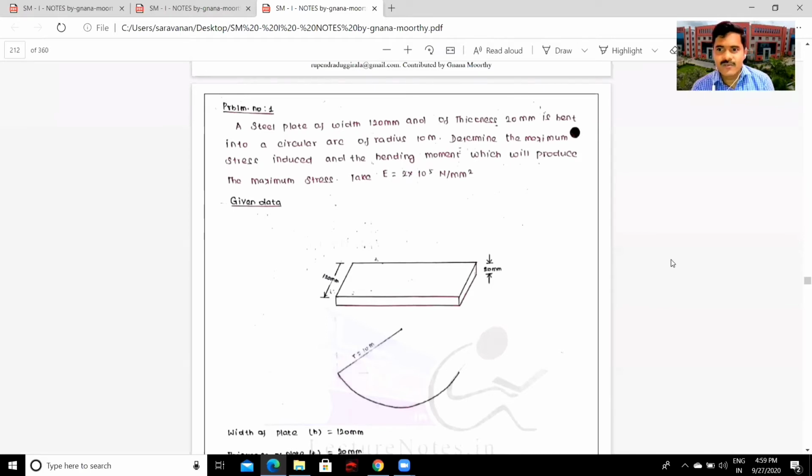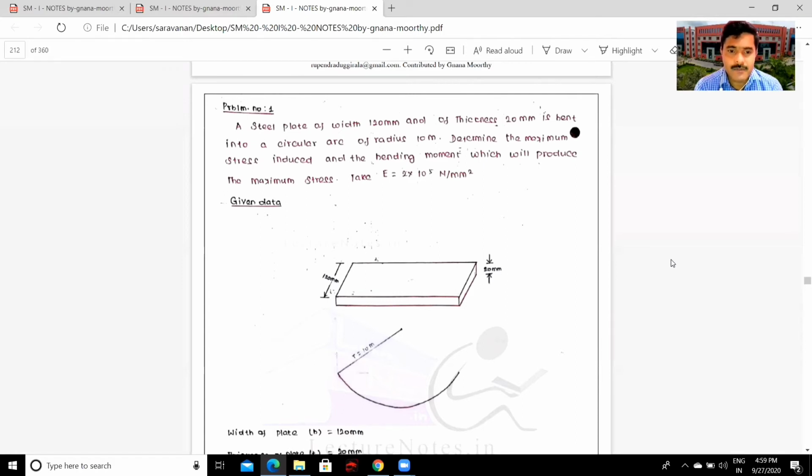Hi, now we can solve problems on the bending stress equation. So here, in the strength of materials third unit, using the bending equation, how to solve the problems, that we can see now, right?